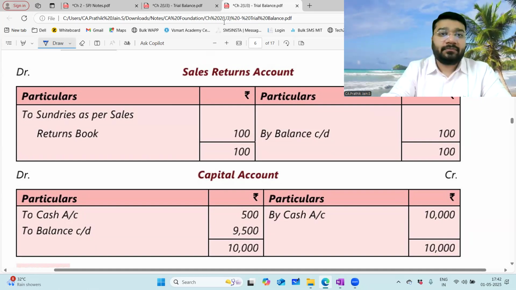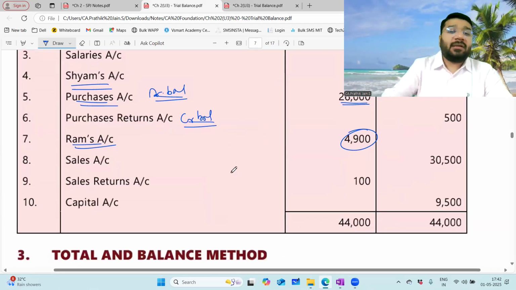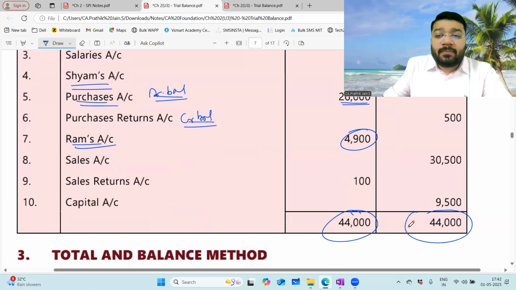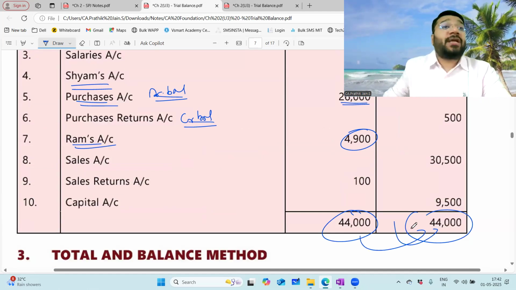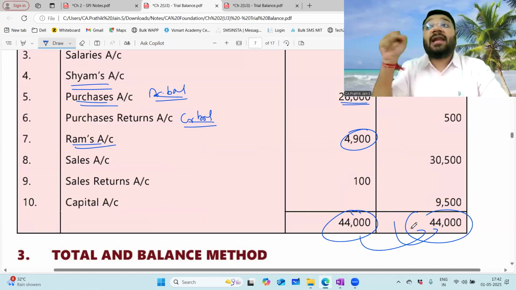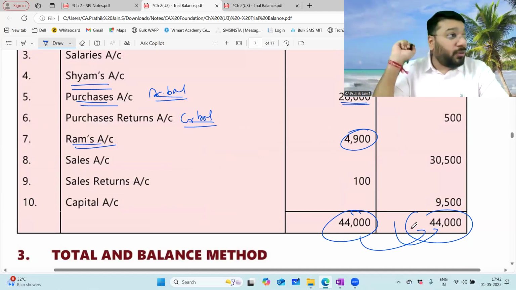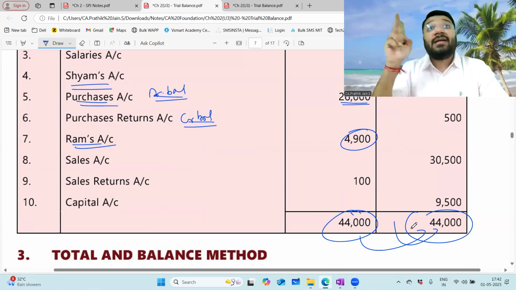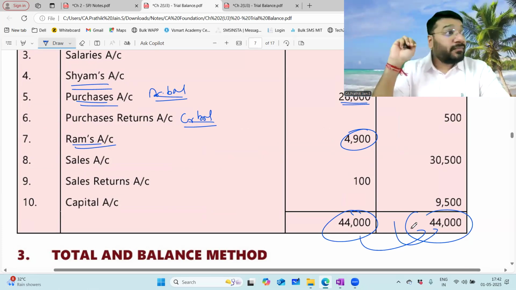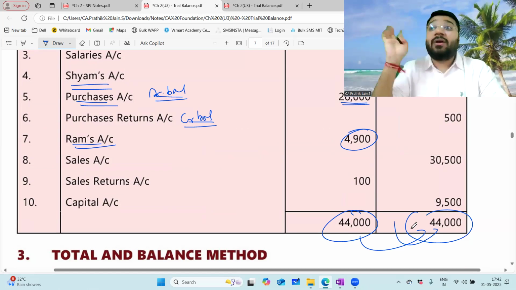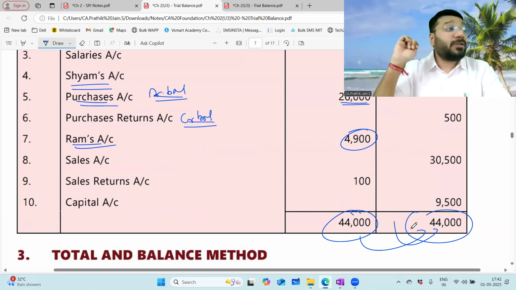Done? Like that, I recorded the remaining 3 balances. At the end, the total should match. If this total is not matching, it means either while recording the journal entry, the double entry system is not followed, or while posting, double entry is not followed. What could be the possible mistake in a way that the trial balance cannot tally? At the journal stage, what could be the possible mistake?